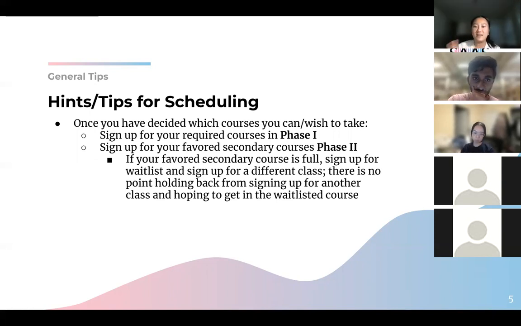If your secondary class is full, sign up for the waitlist and also sign up for a different class. There isn't really a point in holding back from signing up for another class and hoping to get in on the waitlisted course. Obviously, if you're over the unit limit, you will have to pick one or the other for phase 2. But if you can, please try to sign up for more than you can take at first and then drop, because it's a lot easier to sign up for more and drop than to spend all your time on the waitlist for one and then have to scramble to find a new breadth or something last minute right before the add deadline.